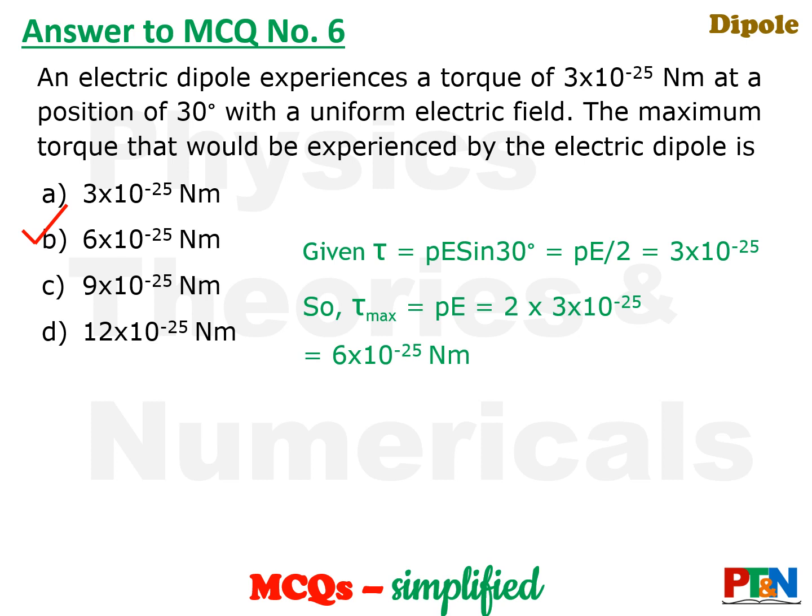That is 3 into 10 to the power minus 25, what has been given. So tau max is pE, sine 90 degree, that is pE. So that will be twice of this torque. So it will be 6 into 10 to the power minus 25 Newton meter. That is your option B.